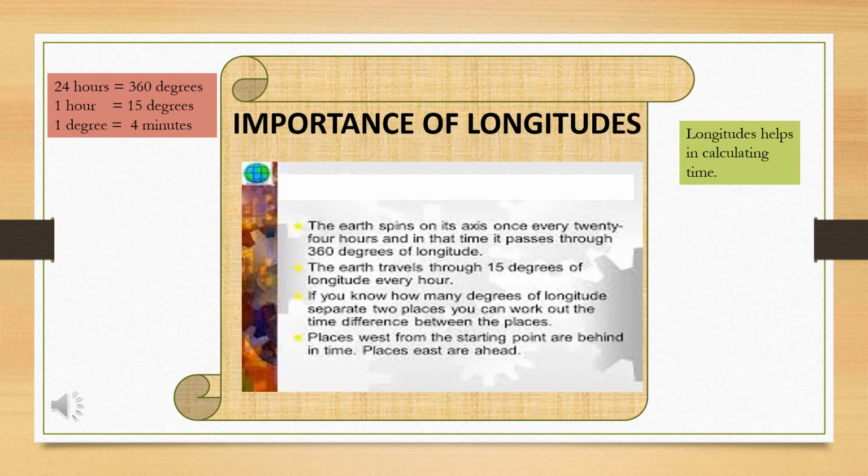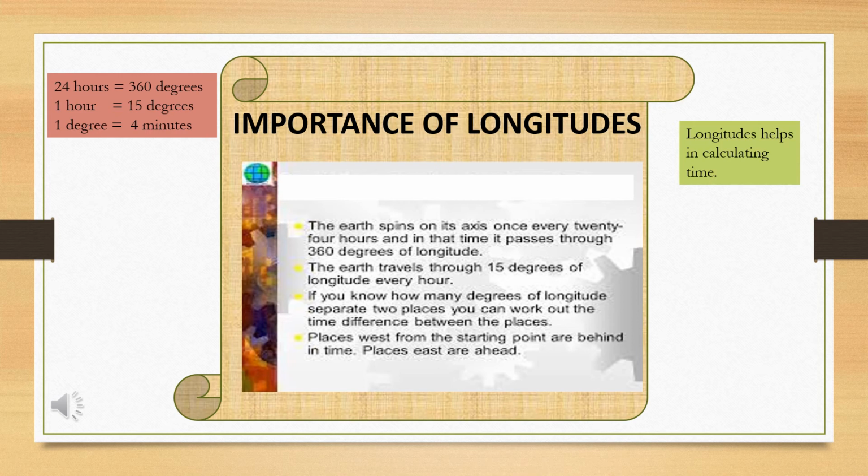Importance of longitudes. Longitudes help in calculating time. Now, how is it possible? To understand this, students, you must recall what you have learned about Earth's movement in your previous classes. There are 2 types of Earth's movement. Number 1, rotational movement of Earth. Number 2, revolution. To understand the importance of longitudes, we are going to talk about the rotational movement of Earth.